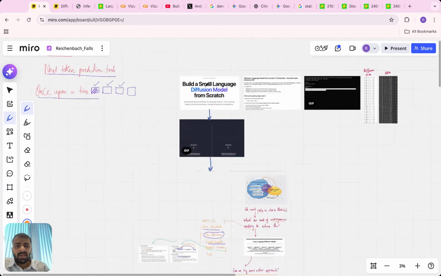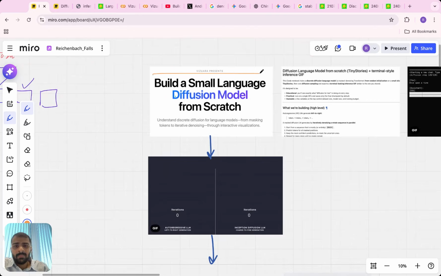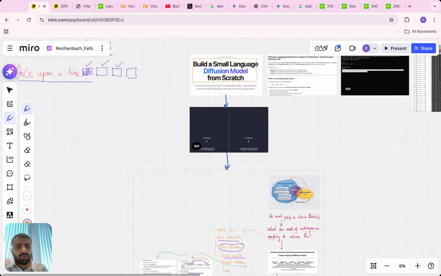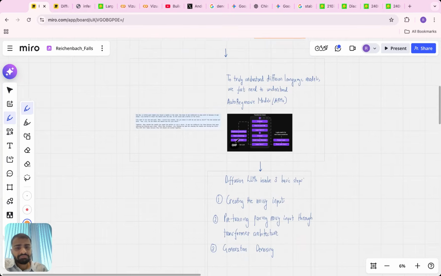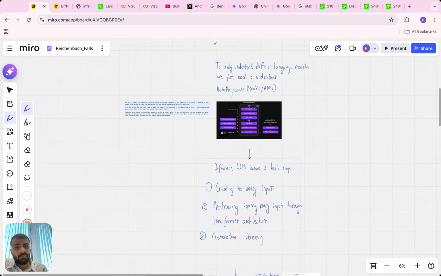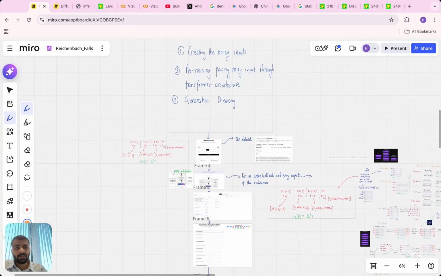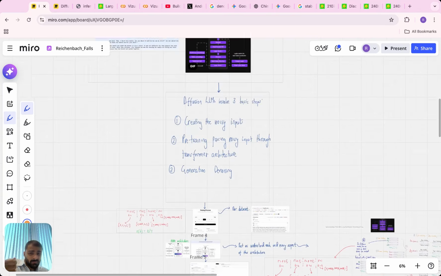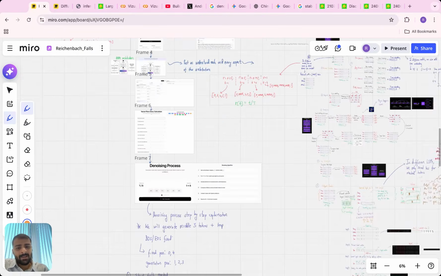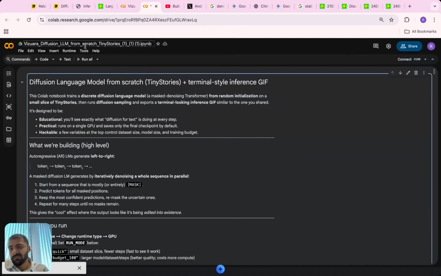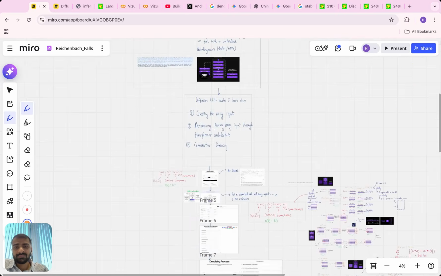We are now starting our journey to build a small language diffusion model from scratch, and we are going to get into the nuts and bolts of the architecture of language models. We are going to understand the architecture of autoregressive models, how the architecture of diffusion models differs from autoregressive models, and then we are going to code an entire diffusion language model from scratch. So let's get started.